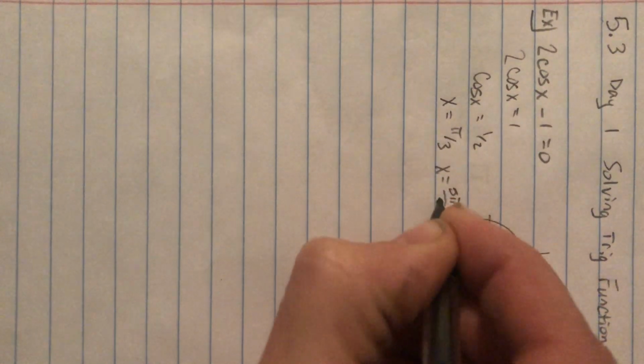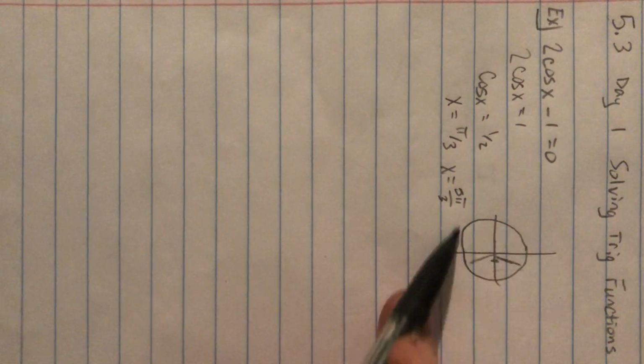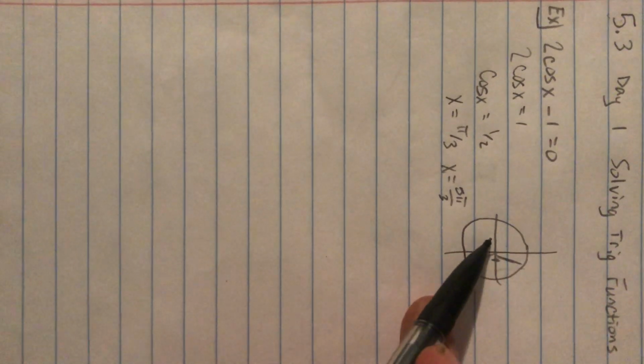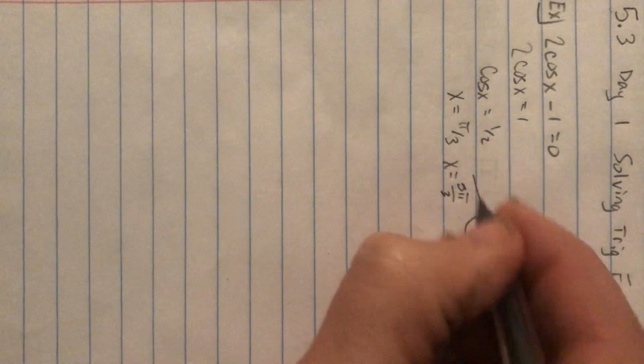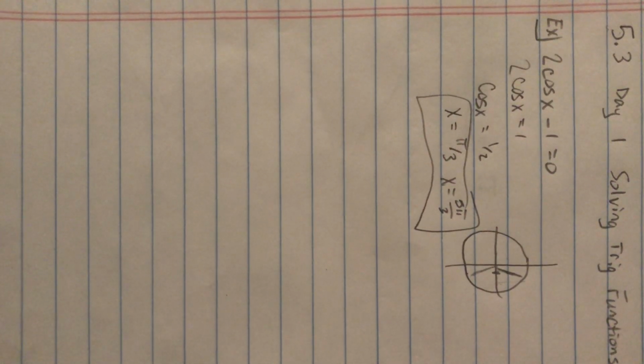And if you remember anything about the unit circle, there's a lot more coterminal answers. So we have way more than 2. For today, though, we want just the answers from 0 to 2 pi, just one revolution on the unit circle. And then that would be it. That's our answers for that.